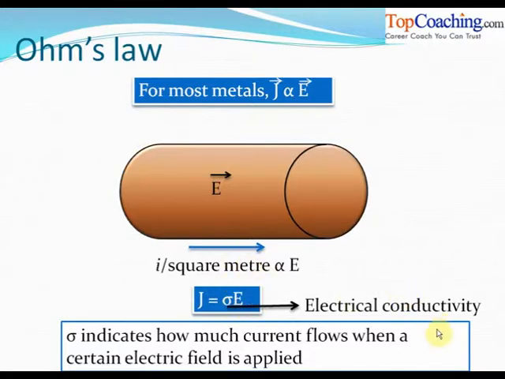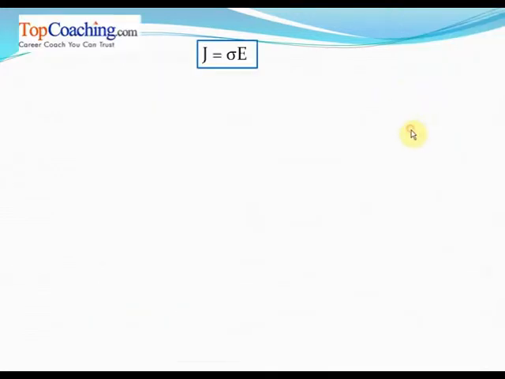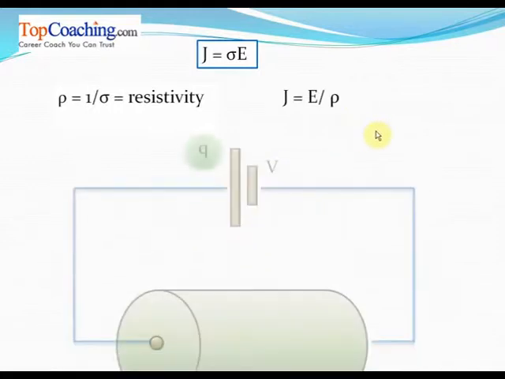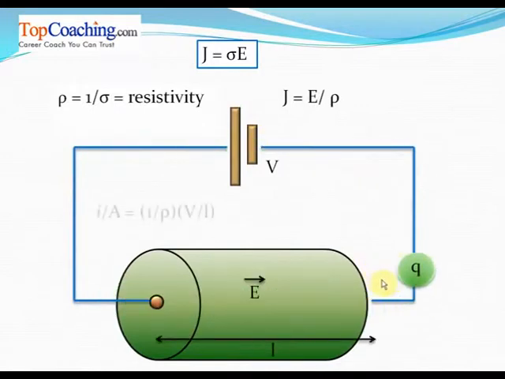This expression of Ohm's law can be further simplified to another expression, which is another form of Ohm's law. So as you can see, J equal to sigma E can be replaced by the expression J equal to E by rho. Rho here is 1 by sigma and it is termed as resistivity. So rho is a constant that is often used to replace sigma here. Now if J is E by rho, in that case we can say that I by A is 1 by rho into V by L, isn't it?